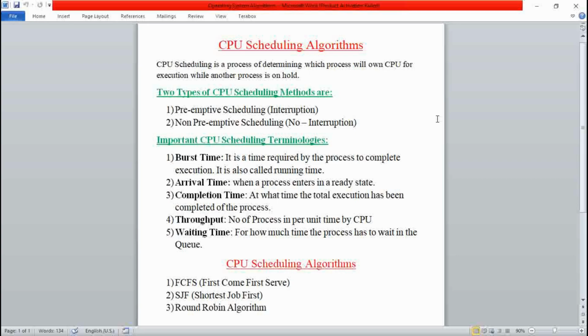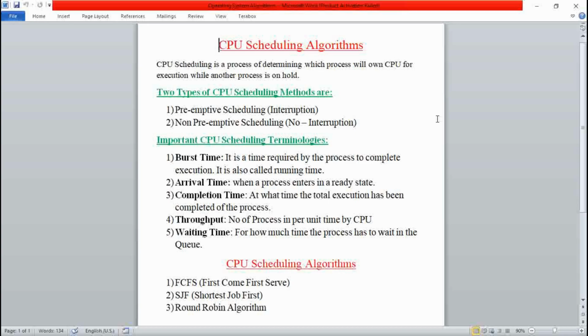CPU scheduling algorithm is the process of determining which process will own the CPU for execution while another process is on hold. Suppose there are two processes. Process 1 requires 10 seconds and process 2 requires 5 seconds. If the CPU decides to complete P1 first, it will give 10 seconds to complete P1 and keep P2 on hold. This is how a CPU scheduling algorithm works.